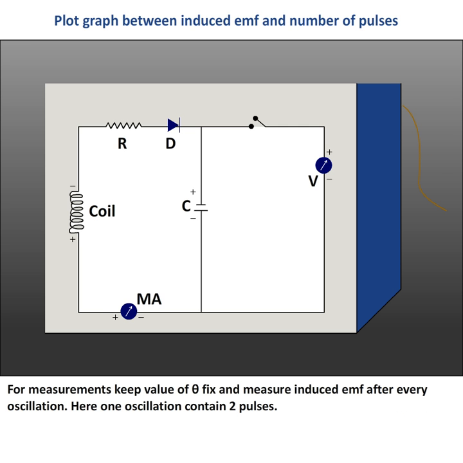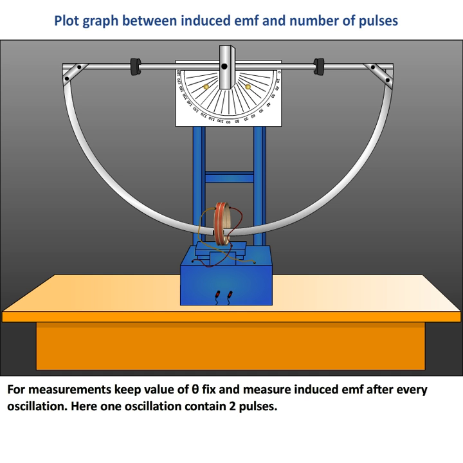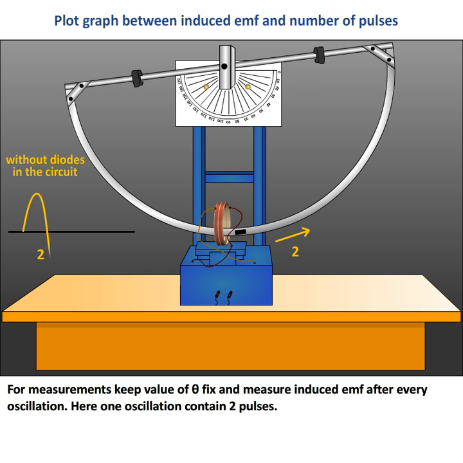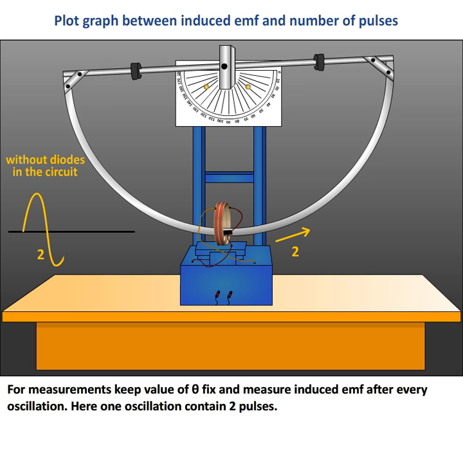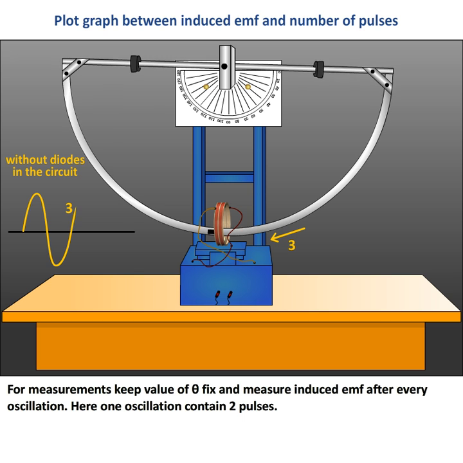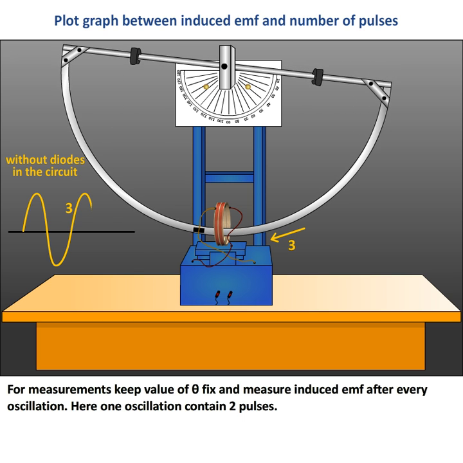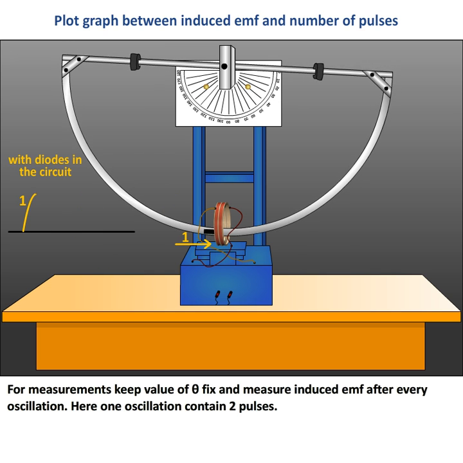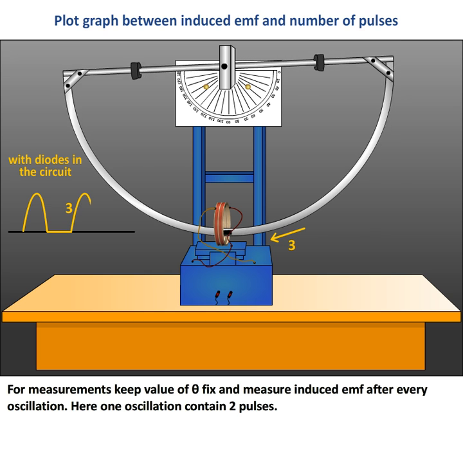In this part, we will find a relation between induced EMF in the coil and the number of pulses generated. We first make the circuit as shown on the screen. In this circuit, the diode plays a very important role. When the magnet enters the coil, a positive pulse is generated, but when it exits from the coil, a negative pulse is generated. The diode acts as forward biased for the positive pulse and reverse biased for the negative pulse.